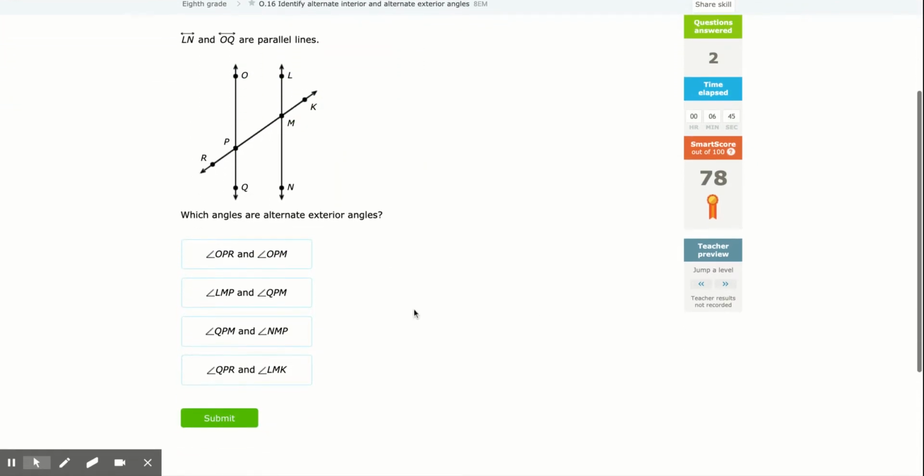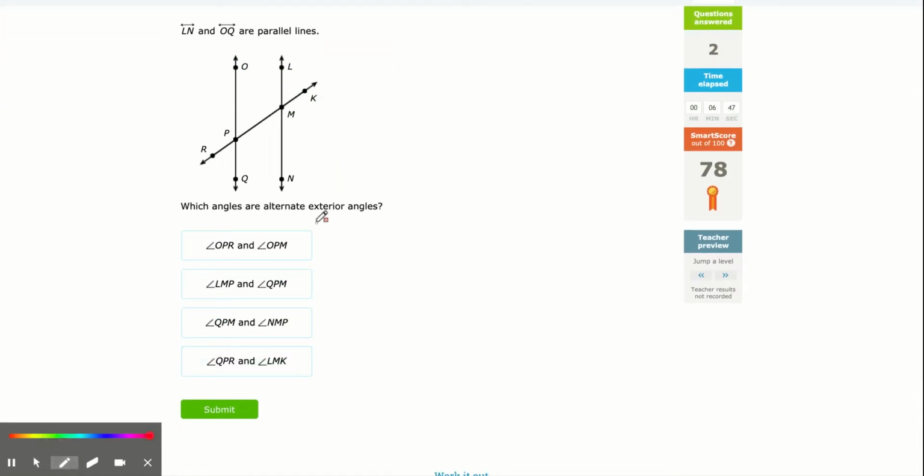All right, here's alternate exterior. So now alternate exterior, remember, needs to be on the outside. So again, I just start with the first one, OPR. I look up here and find O, there's O, here's P, and here's R. So it's actually this out here, which makes sense because that's on the outside of the railroad track.